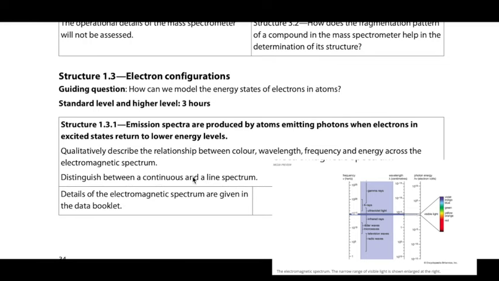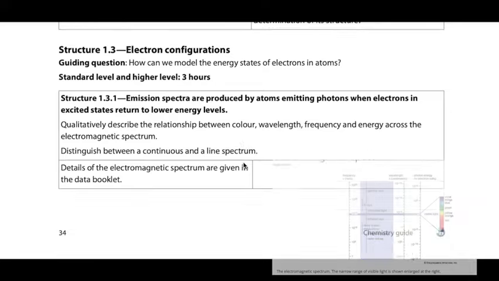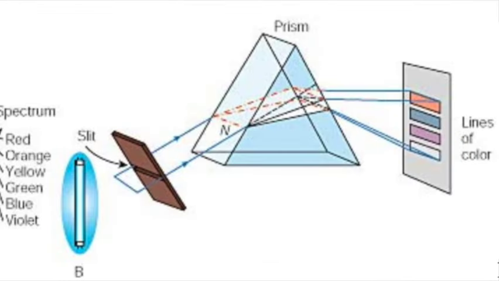And then we'll go on to distinguish between what we are very familiar with, which is the continuous spectrum, and we're going to compare that to a line spectrum. Specifically, just one line spectrum. We don't need to look at the line spectrum of multiple elements, just the line spectrum of hydrogen. And very significantly, the line spectrum of hydrogen provides evidence for the existence of electrons in discrete energy levels.